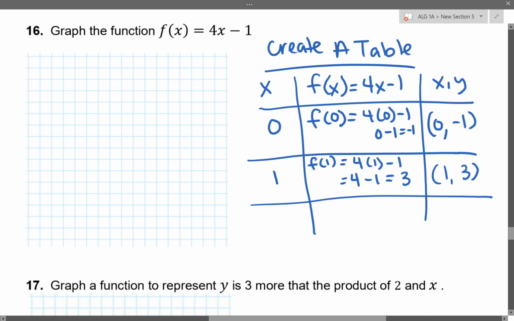Last but not least, I think another easy one is 2. So every time I see an x, I'm going to put a 2. So f of 2 equals 4 times 2 minus 1. 4 times 2 is 8. 8 minus 1 is 7. So my input was 2, my output was 7.